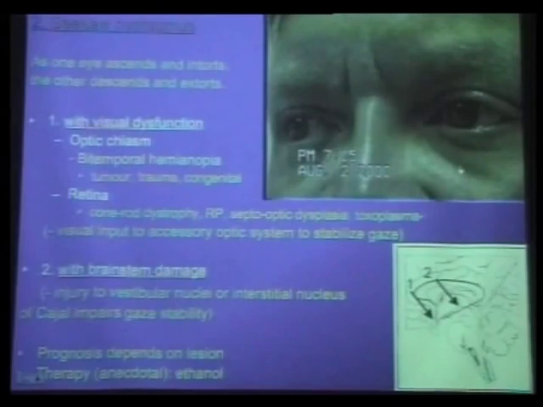The two scenarios in which you'll see this. One is with visual dysfunction, and that can be one of two types. Either there's an optic chiasm lesion with a bitemporal hemianopia.